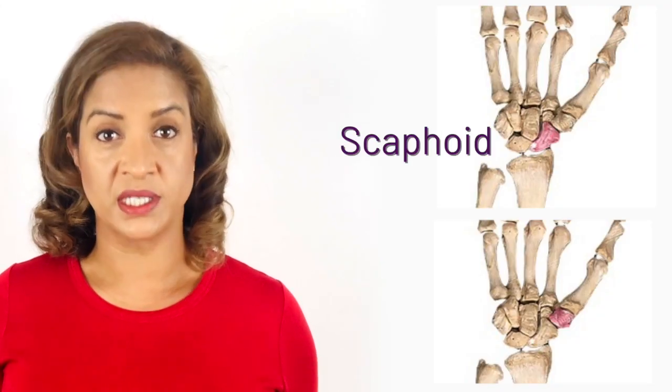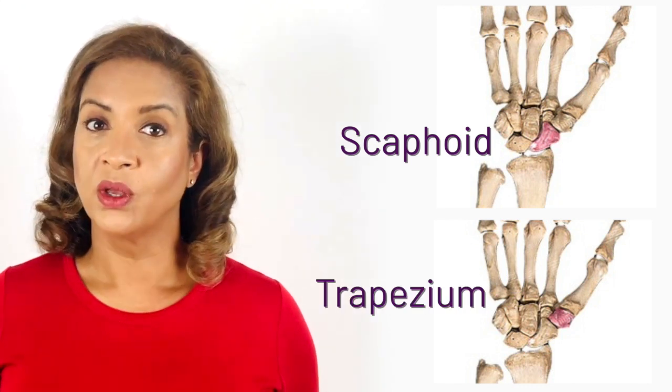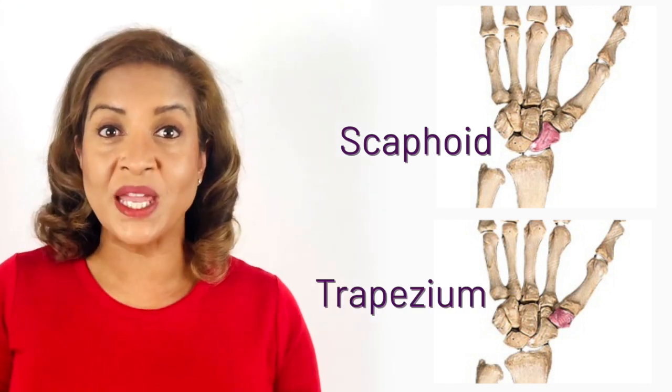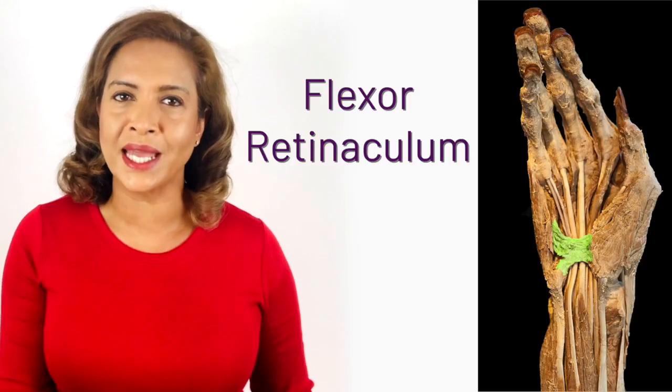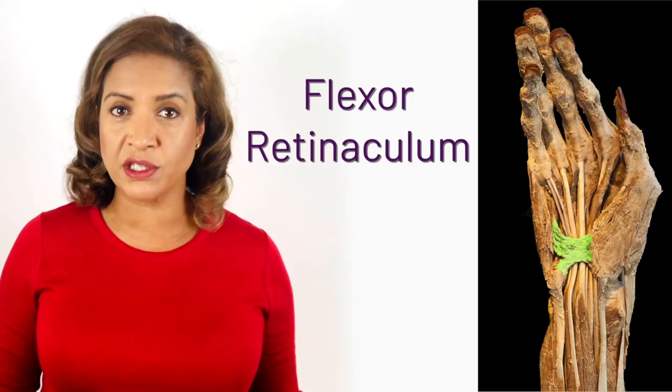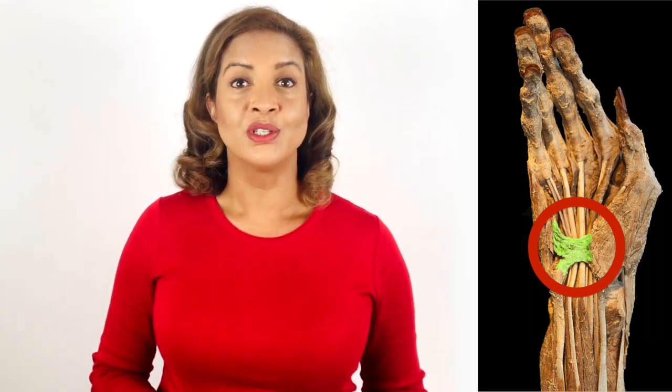Question 5. The bones in the wrist were the scaphoid and the trapezium. The trapezium, of course, being under the thumb, so that's a nice way to remember that. The flexor retinaculum is the name given to a series of fibres that run horizontally from the scaphoid and the trapezium, and it attaches across here to the hamate and pisiform to form the roof of the carpal tunnel.